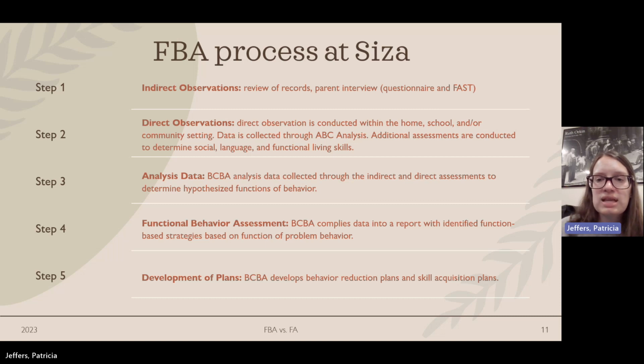Once analysis is completed, then the BCBA moves into developing goals and identifying function-based interventions for the client's behavior reduction plan, and they also work on developing goals for their client skill acquisition plans. The BCBA will review all plans with clients and stakeholders prior to implementation of treatment. After the plans are approved, the BCBA meets with an assigned behavioral health technician and/or registered behavior technician to discuss and train them on the client's individualized plans to then be implemented within the home, school, or community setting. Overall, this process of conducting an FBA takes about 2 to 3 weeks, depending on the BCBA and client schedule.